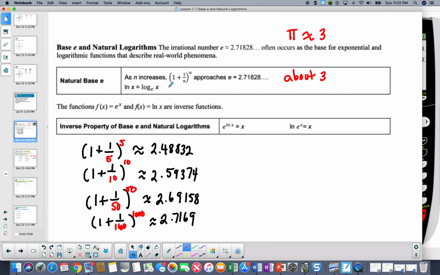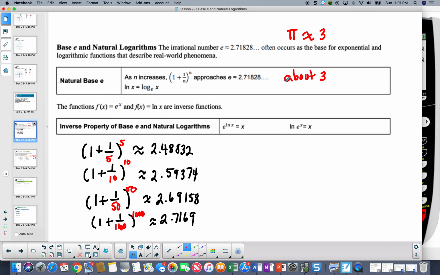Well, it comes from this expression as n increases. So I let n be the number 5 here, and when I put it in my calculator, I got this value. Then I wanted n to get bigger, so I used 10 and 10 here, and this is the value I got. Then I did 50 and 50. This is the value I got. 1,000 and 1,000, and this is the value. So you can see it's getting closer and closer to this value.